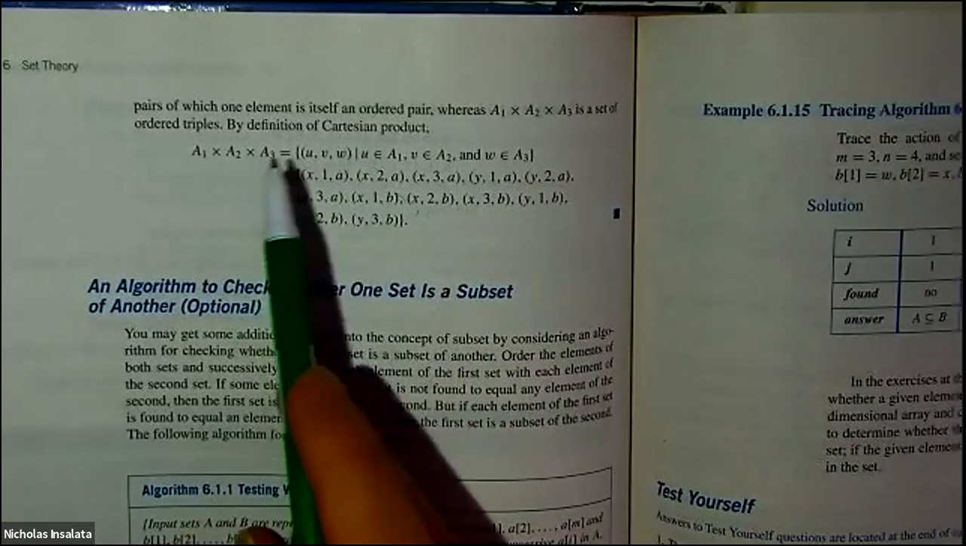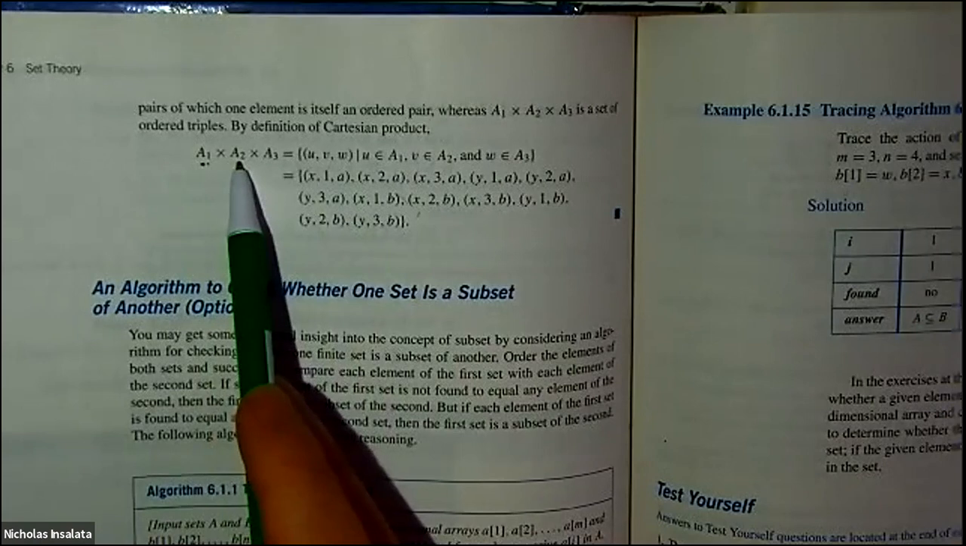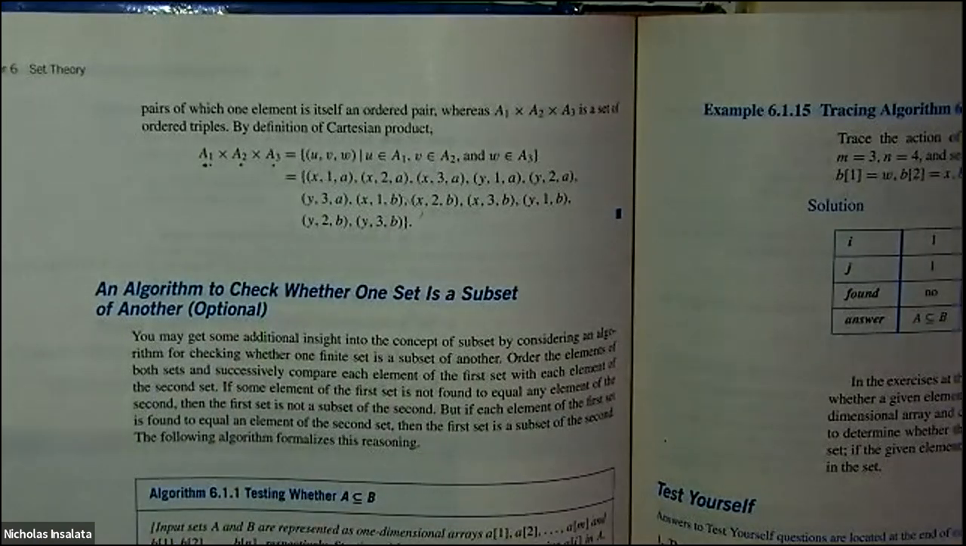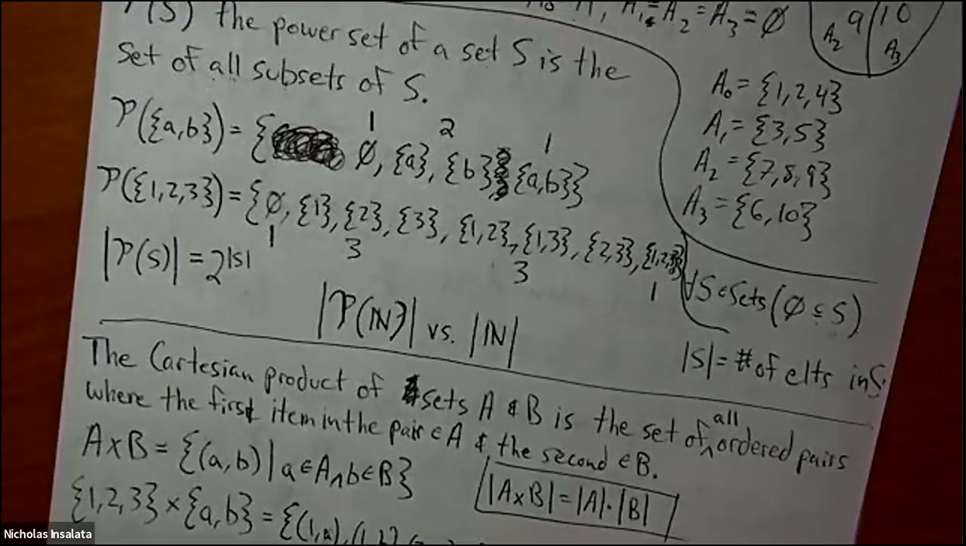Again, we're talking combinations here, right? Of one item from A1, the second item from A2, and the third item from A3, right? And any of those combinations altogether will give you 12 total. Yeah? Any questions about a triple cross product? Does that all look okay?